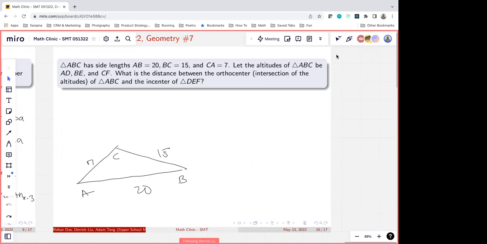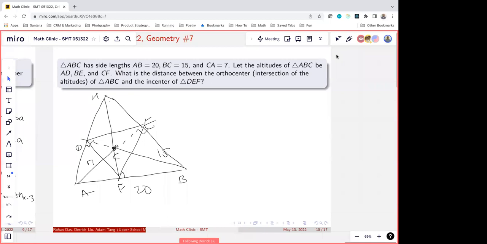So in this case, we can draw something like this, where this is H, and then these are all 90 degrees. And then what we notice is that the incenter of DEF, I claim that the incenter of DEF is actually just C. So how do we prove that this is the incenter of DEF?